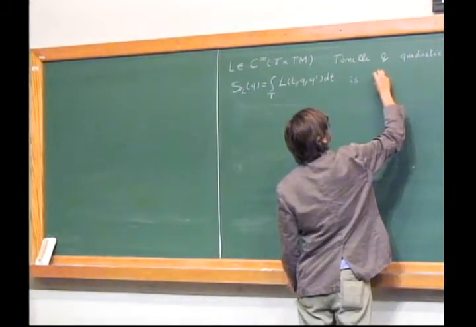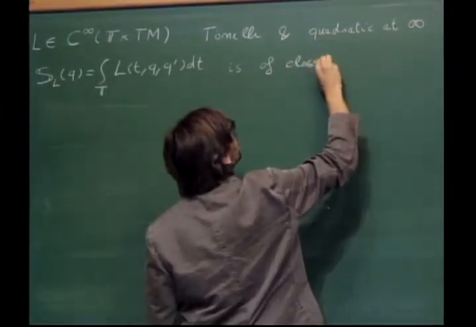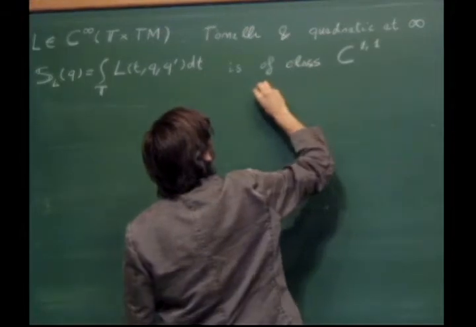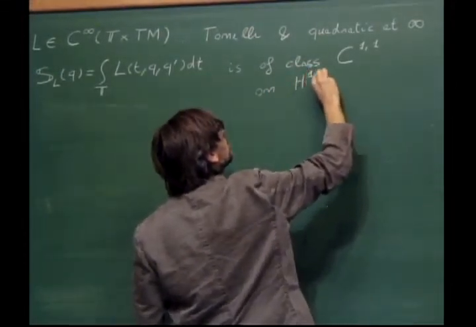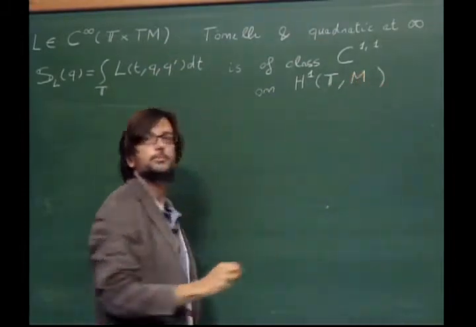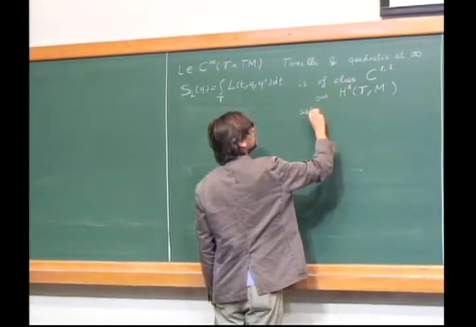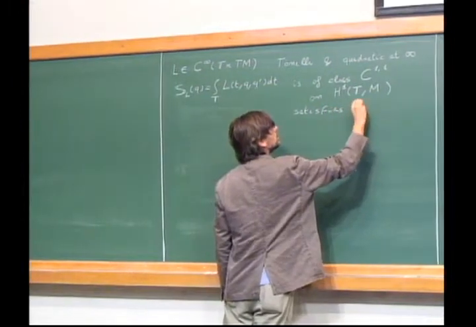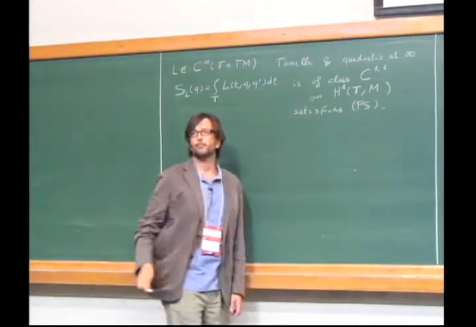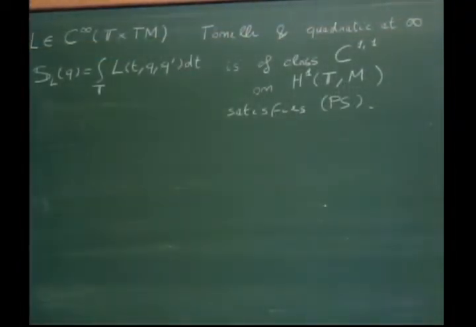So this is of class, say, C^{1,1} on H1 loops valued in M. Okay, and we proved that it also satisfies the Palais-Smale condition. Okay, so that's good. And we also said that it has all critical points with finite Morse index and finite nullity. And so now we would like to do Morse theory, actually to construct the Morse complex for this functional.